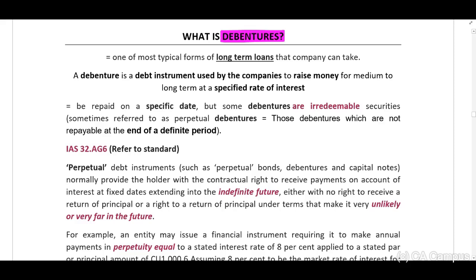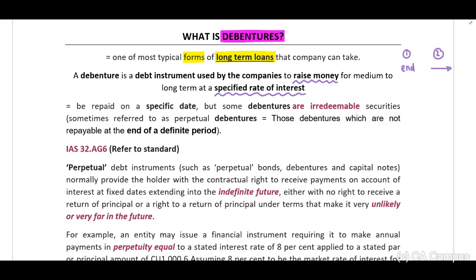A debenture is a form of a long-term loan. Therefore, it's a debt instrument used by companies to raise money for a medium to long-term period at a specified rate of interest. The debenture can either have an end date or the debenture can be for an indefinite future period. Therefore, this does not end.